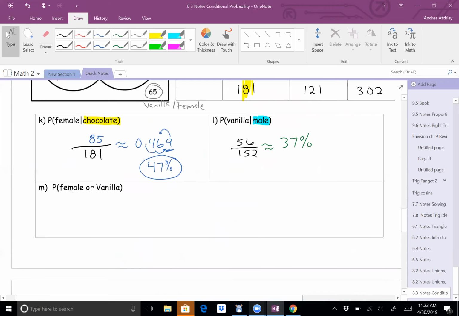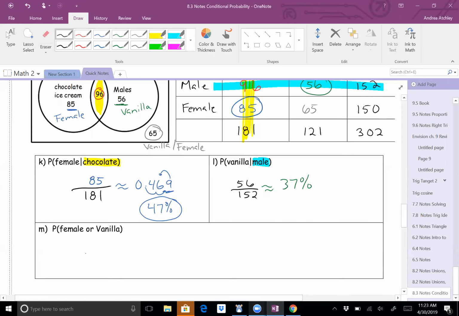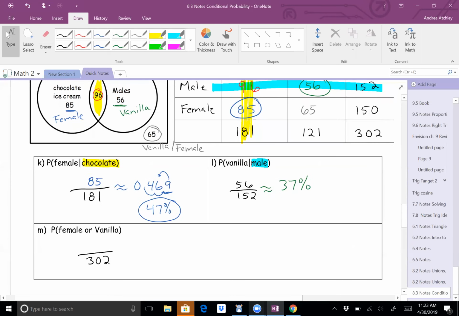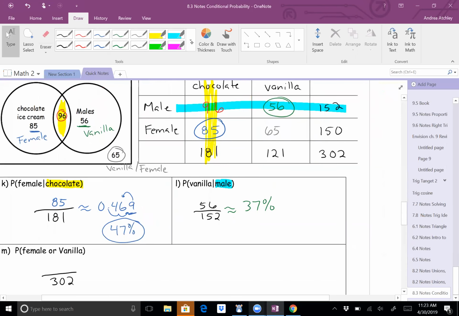Okay, this one is female or vanilla. Okay, so we're still going to look at everybody. This time we're going to look at everybody and not just limit it. So 302 is everybody. Okay, this is the tricky one. We want female or vanilla.